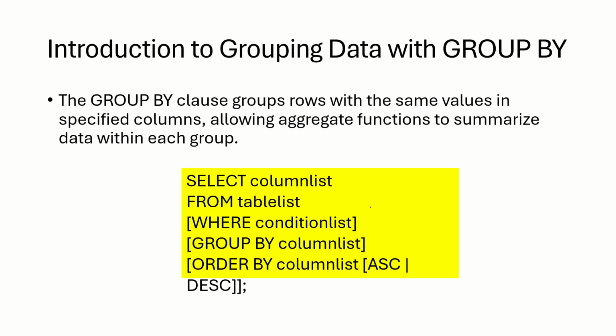This is another syntax. This is called group by. Group by will group the rows with the same value in a specified column. It allows you to use the aggregate function to summarize the data within each group. So this is the order. We already know the select, from, where, and order by. The group by should be between the where and the order by. Let's see the example.